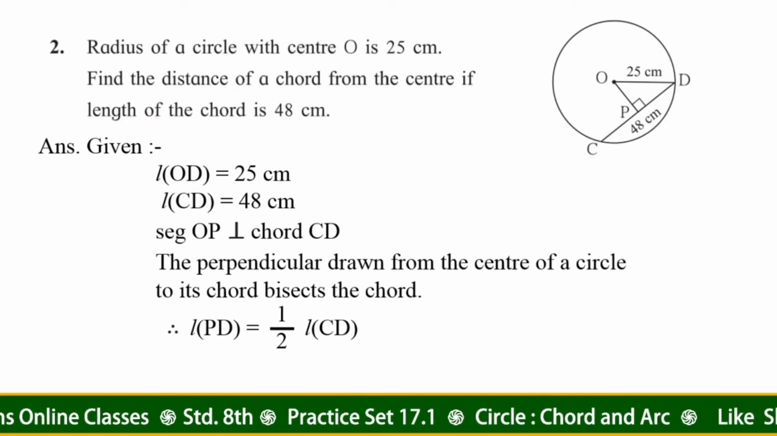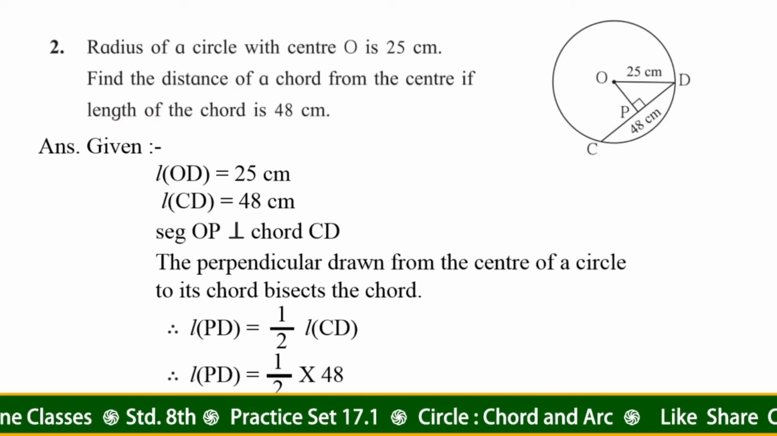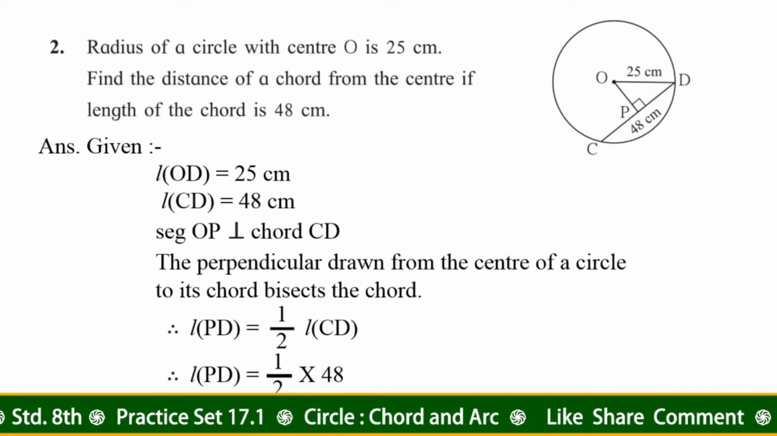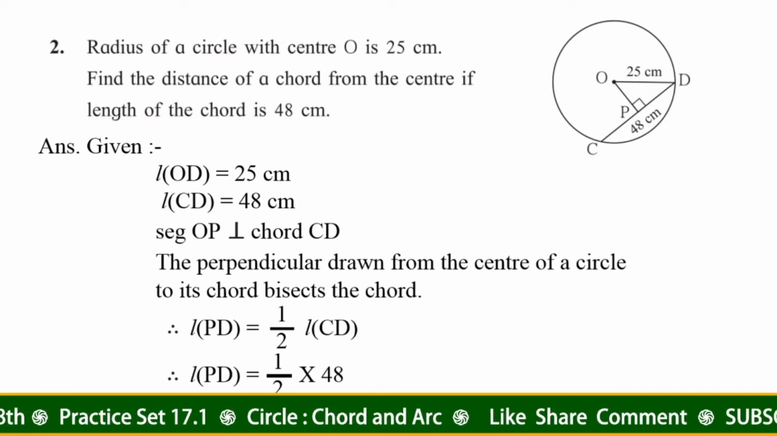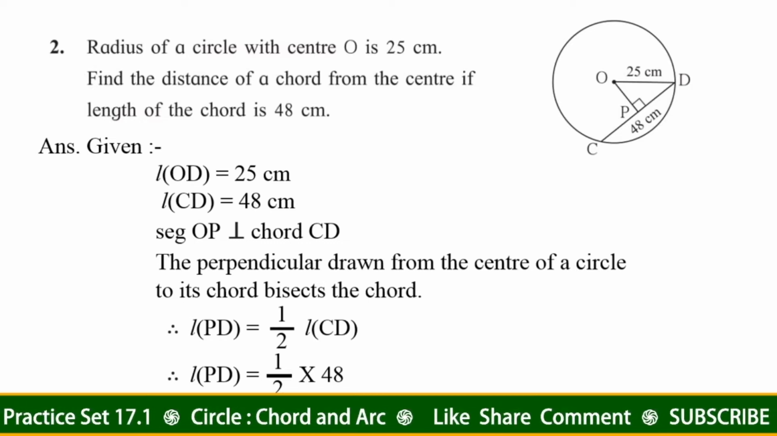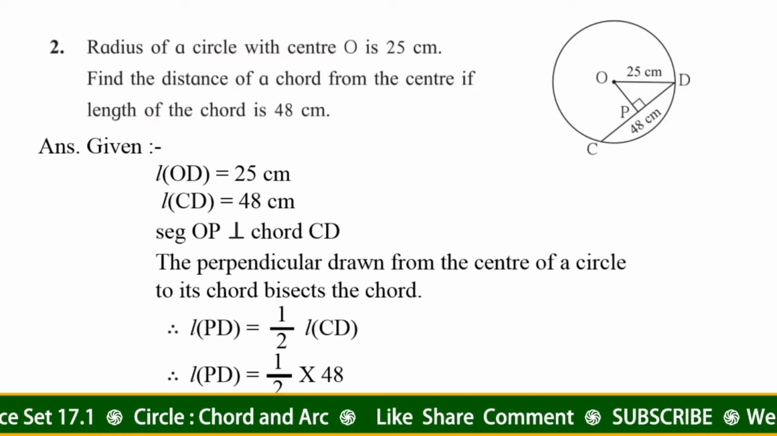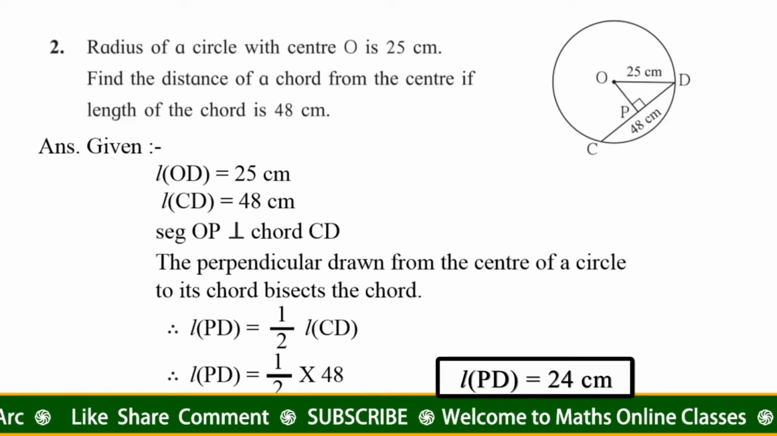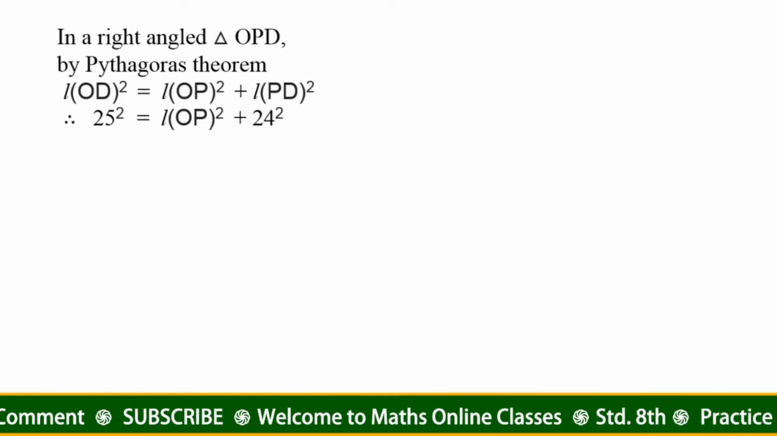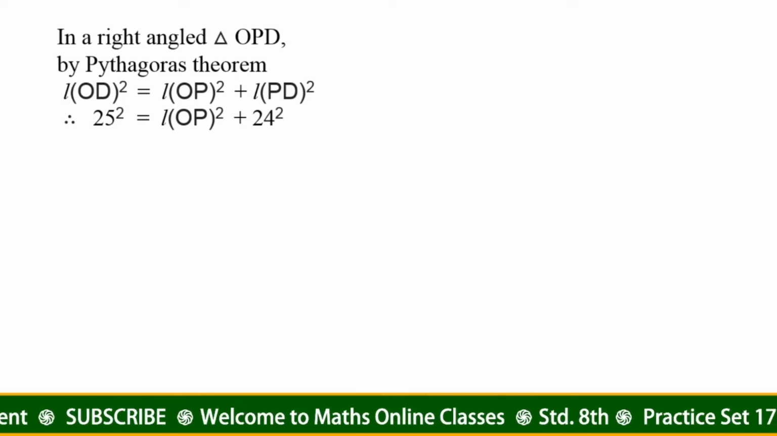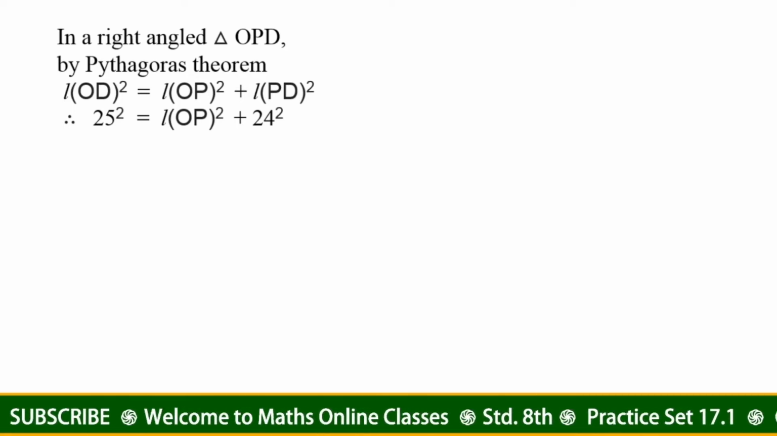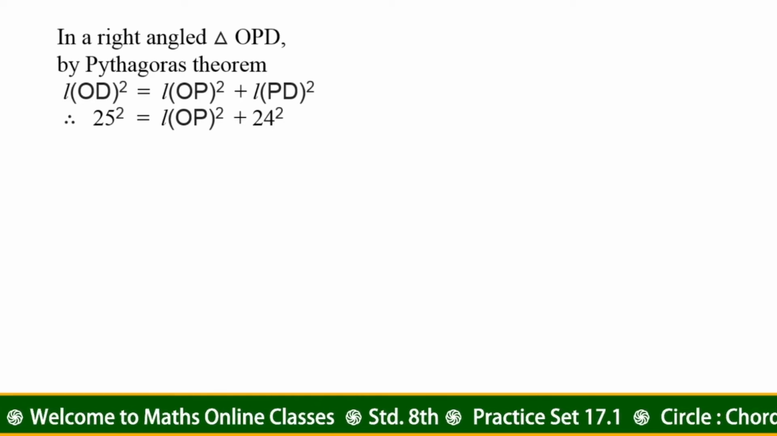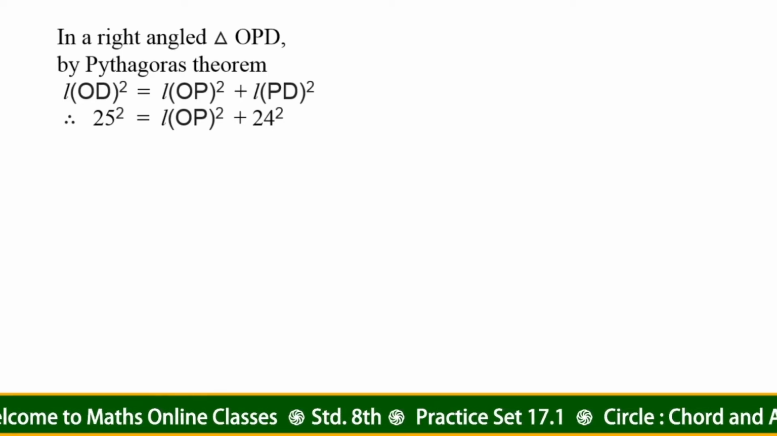Put the value of CD, which is 48 cm. Therefore, length of PD is equal to 1 by 2 multiplied by 48. Now what is the half of 48? Yes, it is 24. Therefore, length of PD is equal to 24 cm. In a right angle triangle OPD, by Pythagoras theorem, length of OD square is equal to length of OP square plus length of PD square.